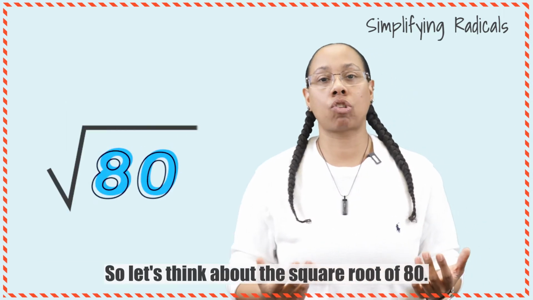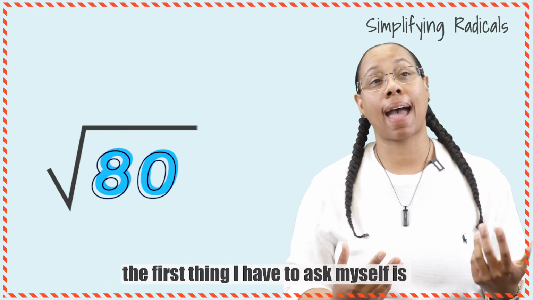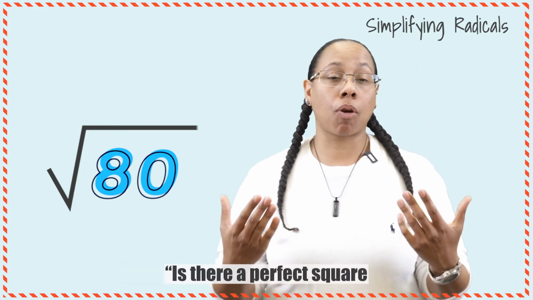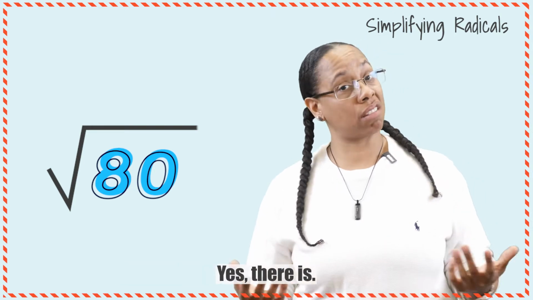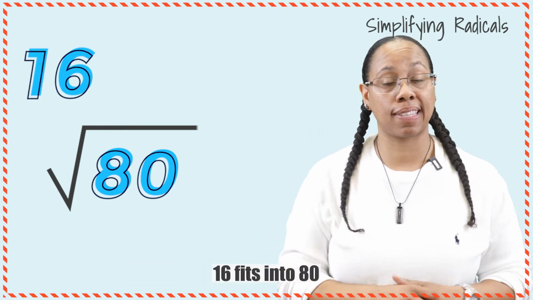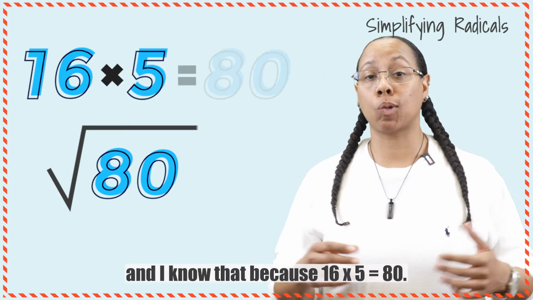So let's think about the square root of 80. I want to simplify the square root of 80. The first thing I have to ask myself is, well, is there a perfect square that actually fits into the number 80? Yes, there is. 16 fits into 80. And I know that because 16 times 5 equals 80.